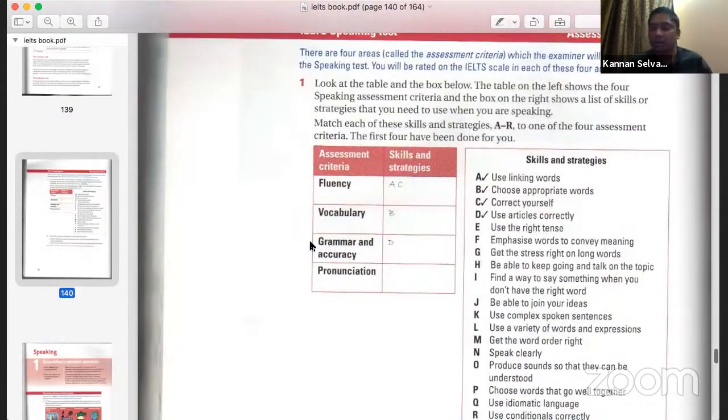Yes, look at the first one. Fluency, vocabulary, grammar, and pronunciation. So what are these? These are the marking criteria.